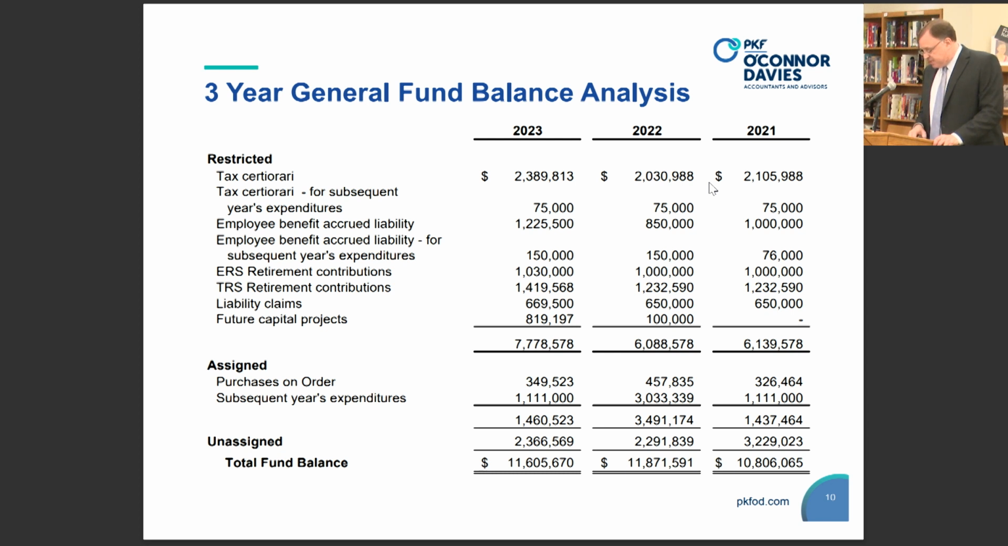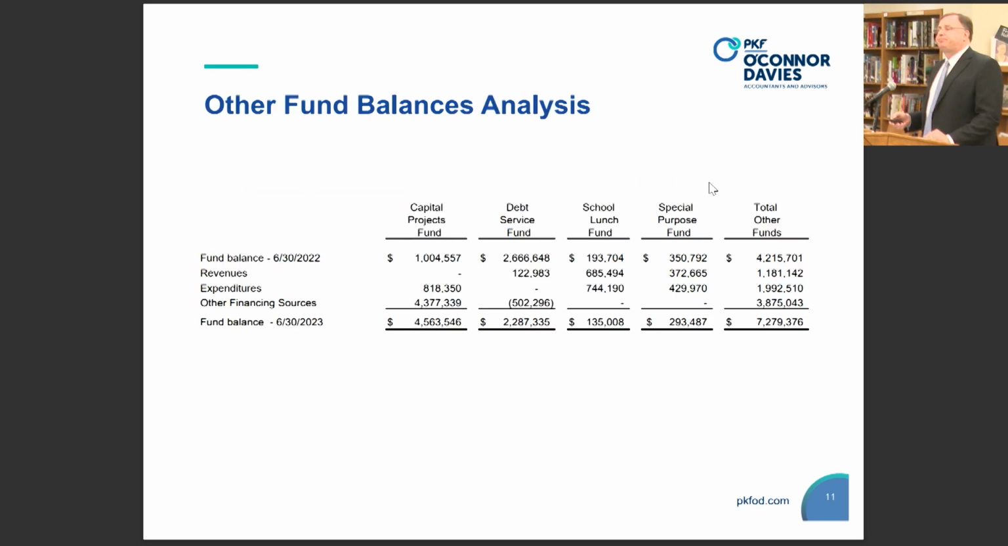So the good news is that the unassigned, which is the free and clear fund balance at the bottom there of 2.3 million, is 4% of your budget for 23-24. That's the maximum that you're allowed to have in there. So that's good news for the district, that you have a good pot of reserves here for various things, and you're at the maximum allowed under New York State in the unassigned.